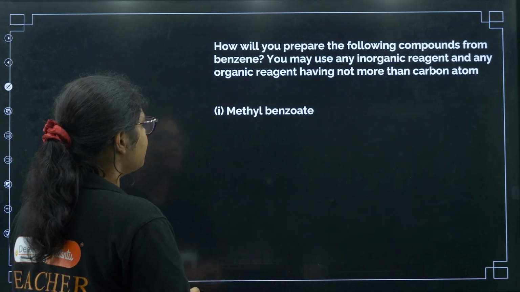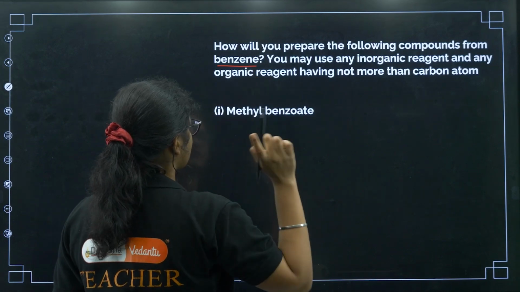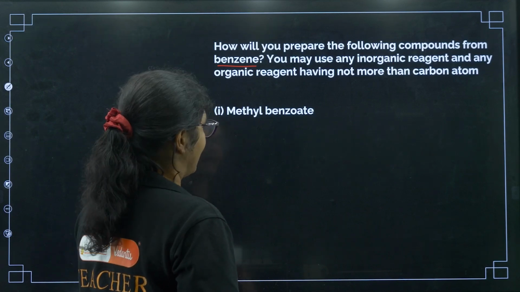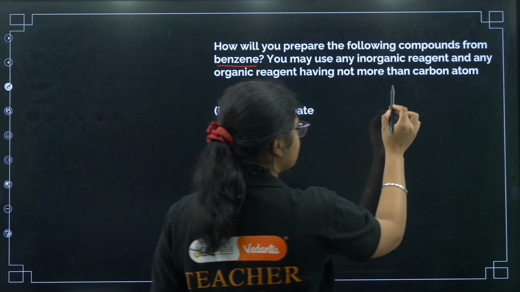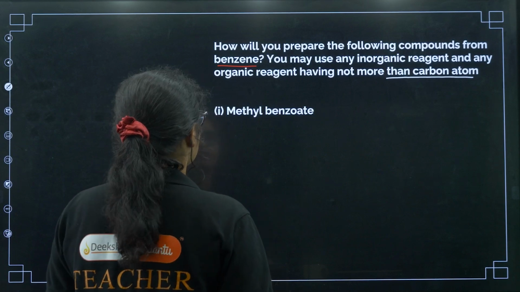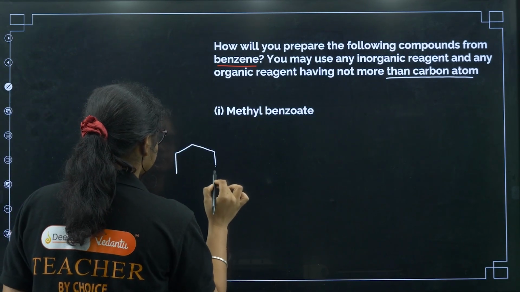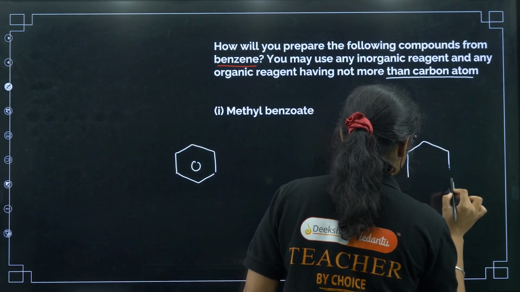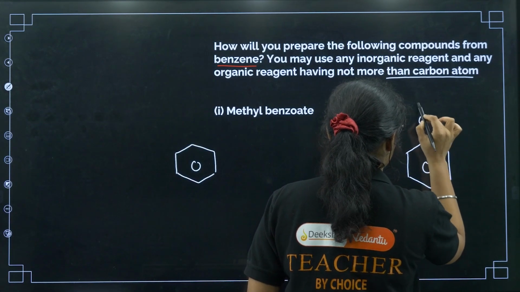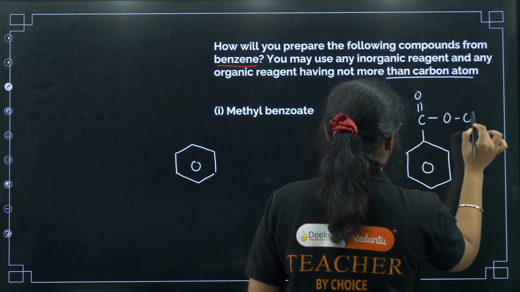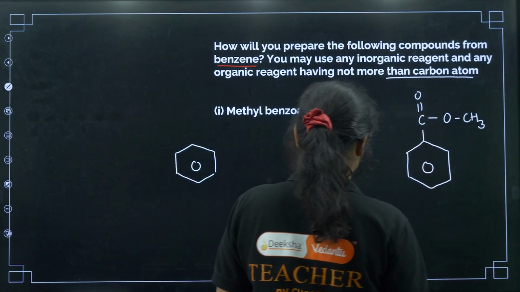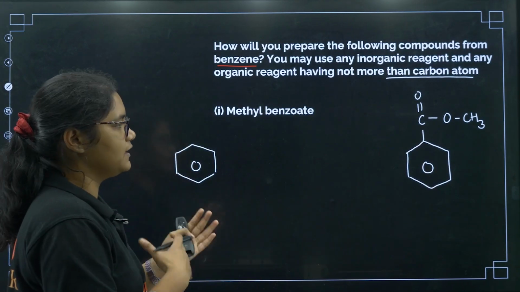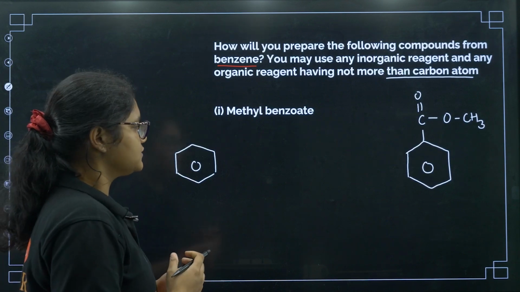Okay, so how will you prepare the following compounds from benzene? Okay, the starting material is given to you and that is benzene. You may use any inorganic reagent and any organic reagent having not more than one carbon atom. Okay, fine. So I need to prepare from benzene. Okay, I have benzene and I want to prepare methyl benzoate. That means, okay, this is methyl benzoate. So you need to find a way how can we do this. Okay, so let us see.